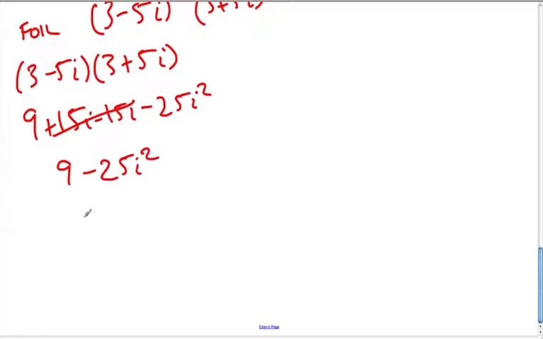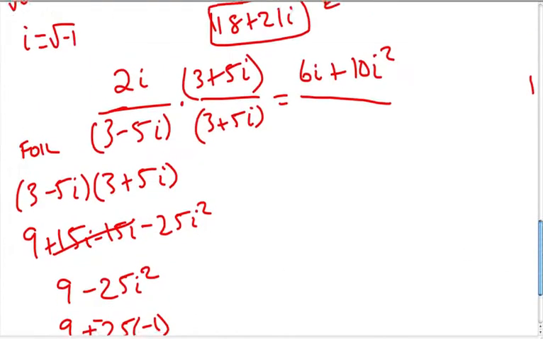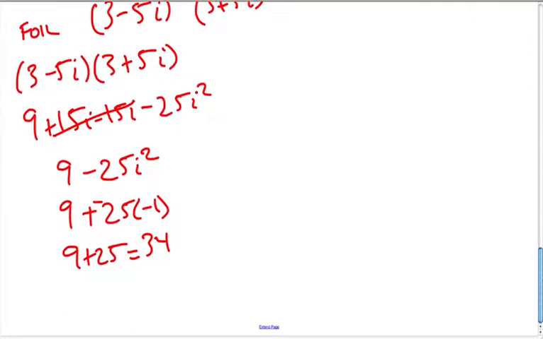Well, i squared is negative 1, so negative 25 times negative 1 becomes plus 25. It becomes 9 plus 25, which is 34. So our bottom is actually just going to become 34. How about that? Let's put it in our calculator and see what happens there. A calculator can help us that far.